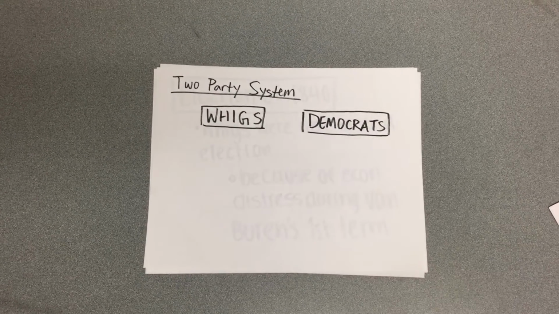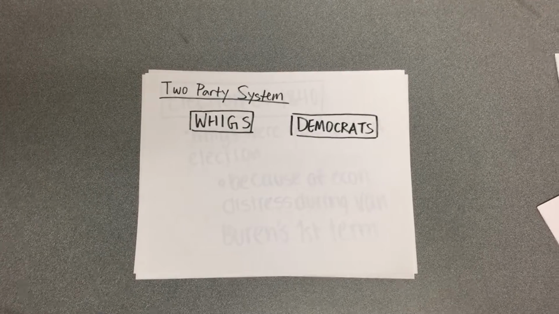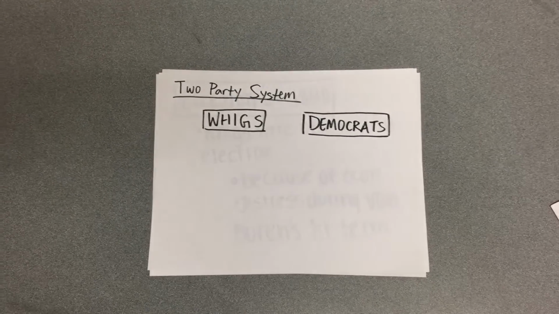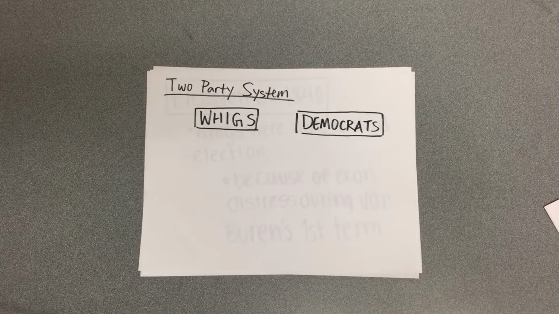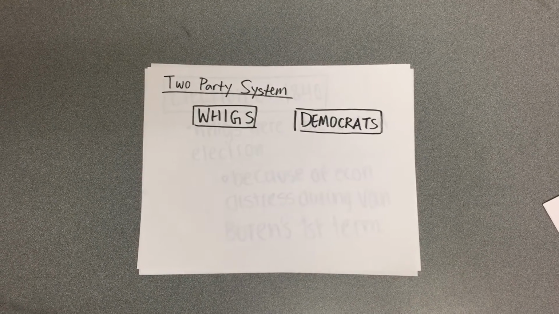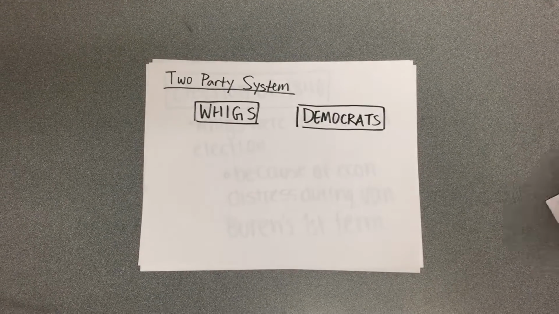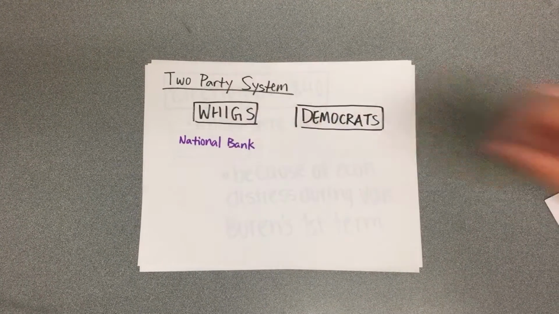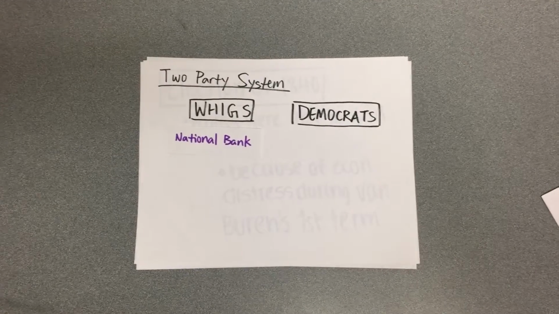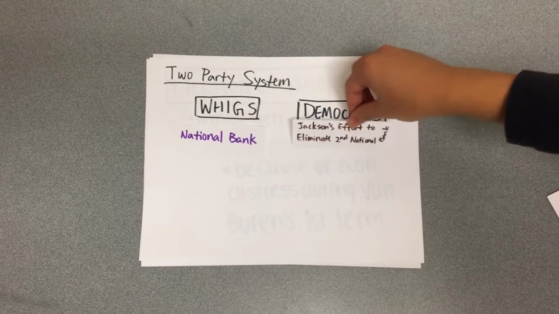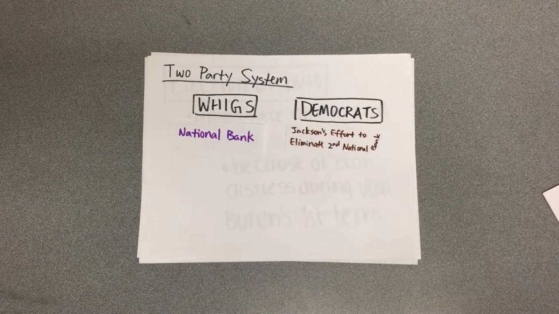By 1840, a solid two-party system had taken shape in the U.S. government. Unlike the situation during Jefferson's administration, the Whigs and the Democrats were divided by real differences. While Whigs supported a national bank jointly owned by the government and private businesses, Democrats' opposing attitude was shown through Jackson's effort to remove the second Bank of the U.S.